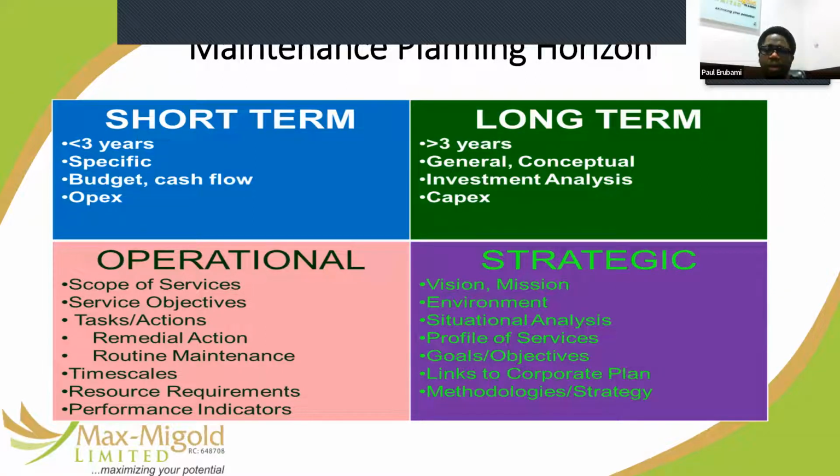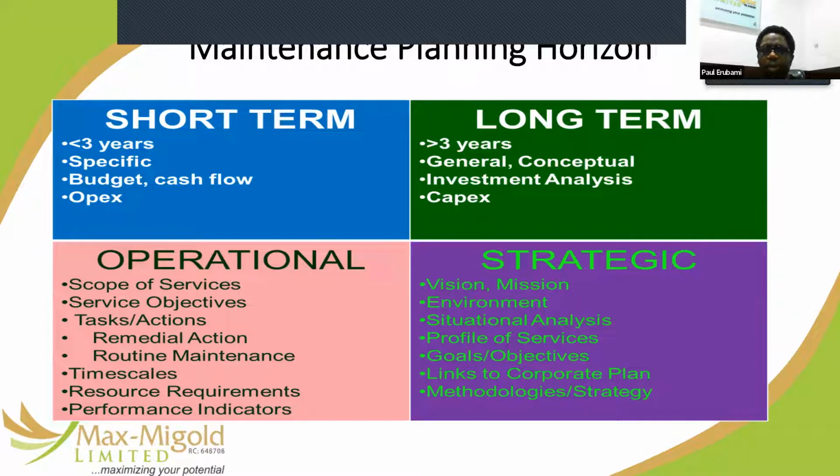You are basically noting what scope of services will be done for the maintenance, what objectives for the servicing, the tasks and actions to be done, remedial action in case of a breakdown or a failure, as well as all the routine activities you perform on an ongoing basis. And then time scales, which is basically looking at the frequencies for different activities happening, resource requirements and performance indicators. You're basically just doing day-to-day monitoring and supervision of the asset and maintaining it to ensure that it keeps producing results on an ongoing basis.